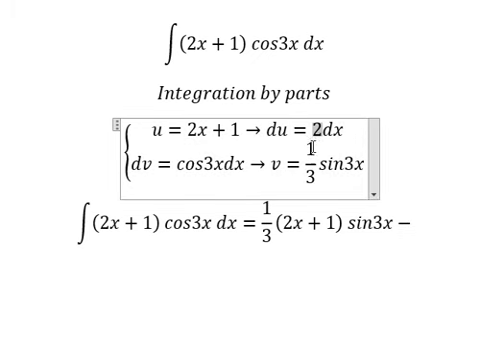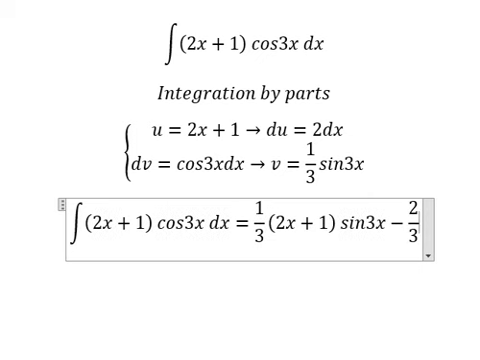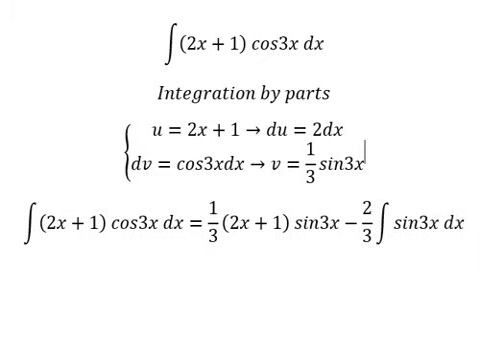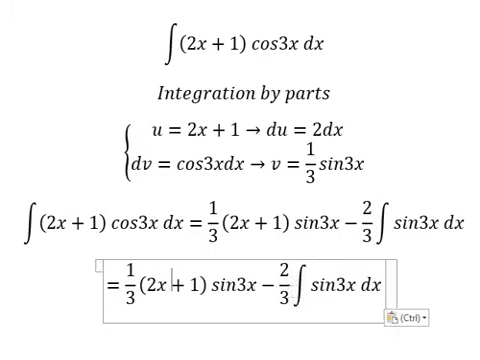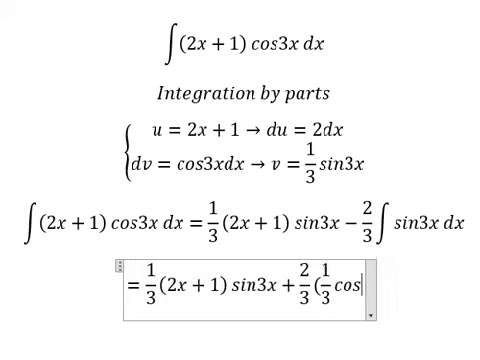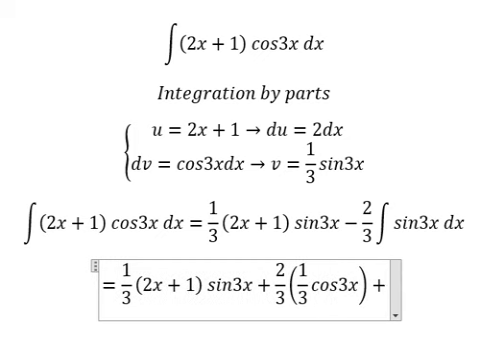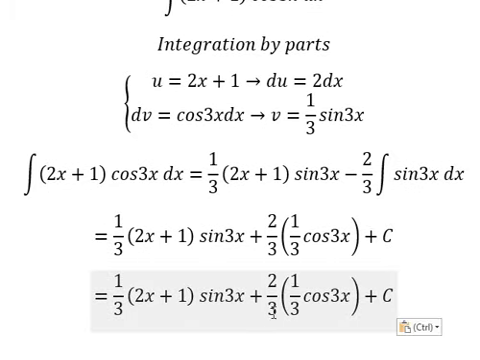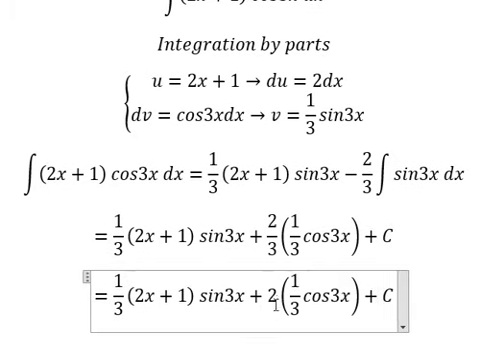So we have the number 2 multiplied by 1 over 3, which gives 2 over 3. And now we have the integration of sine 3x dx. The integration of this one, with the negative sign here, gives positive 1 over 3 cosine 3x, and I will add c. So 3 times 3, we have 2 over 9.